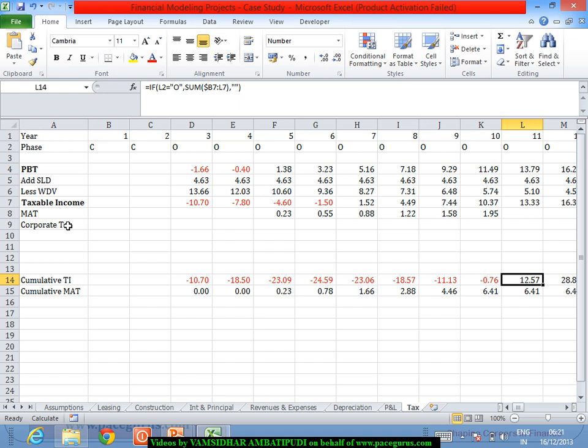This is the year from where the tax is applicable, which is the 34% of the taxable income. But of course, if at all it has not crossed the total cumulative MAT, I don't need to pay even a corporate tax in that particular year also.